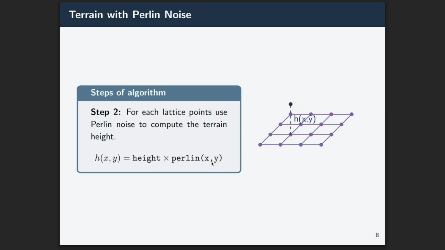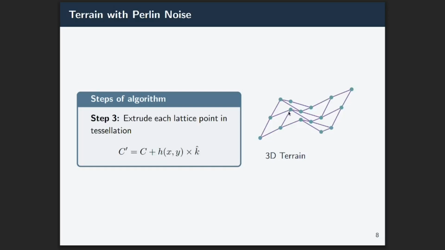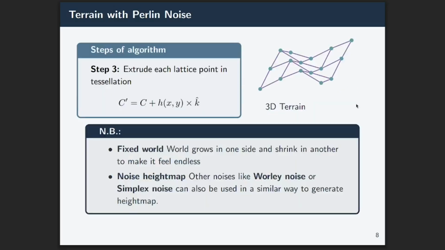The noise function does not use the coordinates directly. You might want to scale down the coordinate values x and y in order to make a smoother terrain. Here we have this Perlin noise, though you could have used other noises as well. Then you take each lattice point and extrude it upward or downward depending on the height map, the amount dictated by the noise function, and then you get different heights for each point, and that creates a terrain structure.